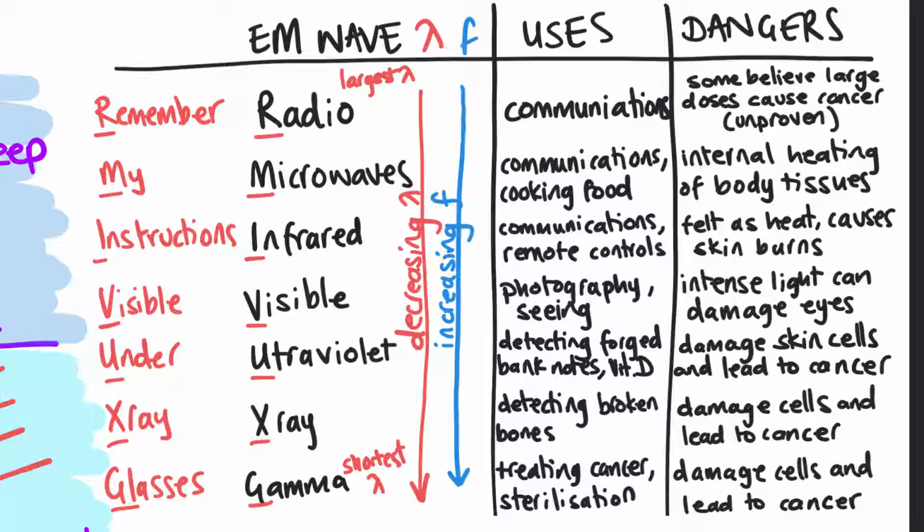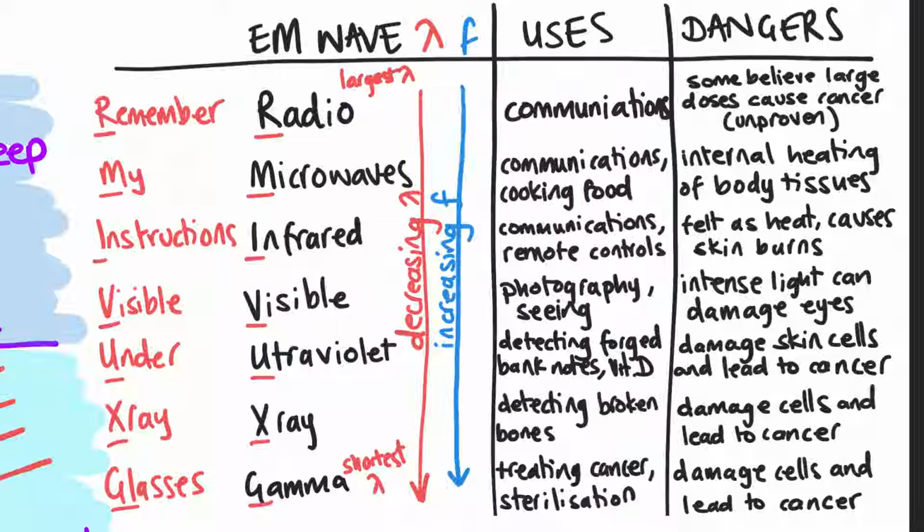So for each of these waves, we need to be aware of some of the uses and, more importantly, the dangers that can be associated with each. Radio waves are used in communications and have a relatively low danger. It is believed that very large doses can cause cancer and leukemia, and some people do believe that low frequency radio waves have impacted on their health, but at the moment that is still unproven.